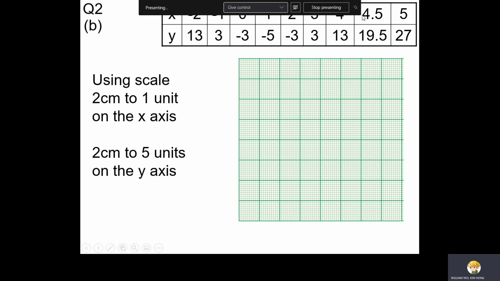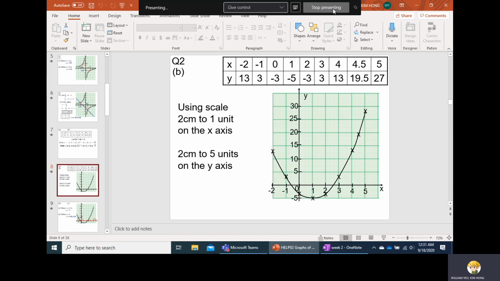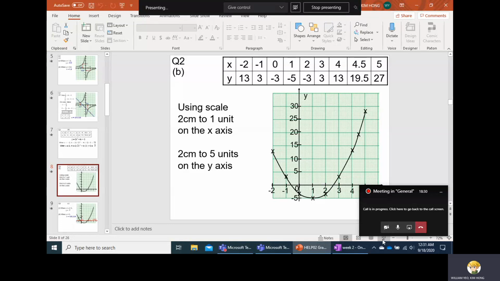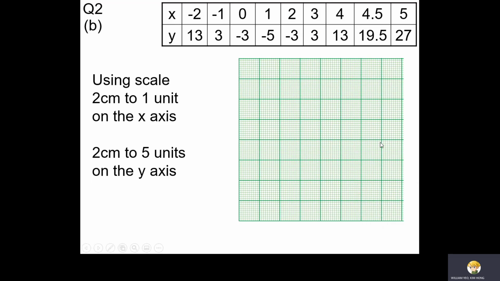So part B. What is part B? Part B, you are supposed to draw the graph, right? So now we continue with part B. Again, the scale is 2 cm to 1 unit on the x-axis, 2 cm to 5 units on the y-axis. So the first thing is you need to draw the y-axis and the x-axis.